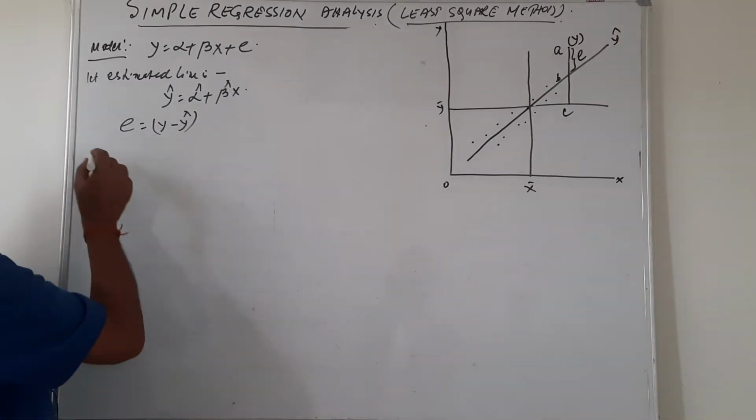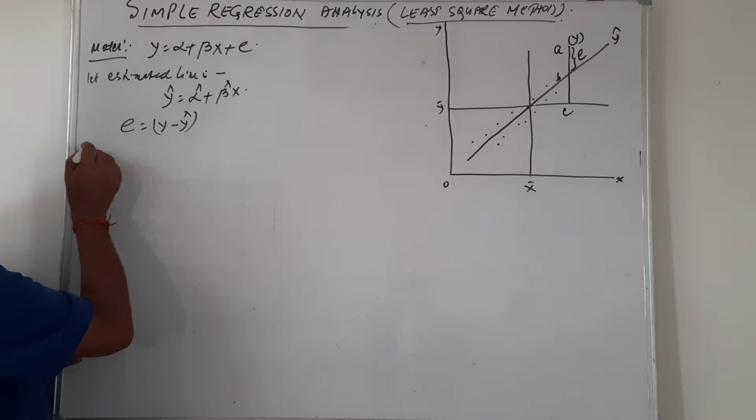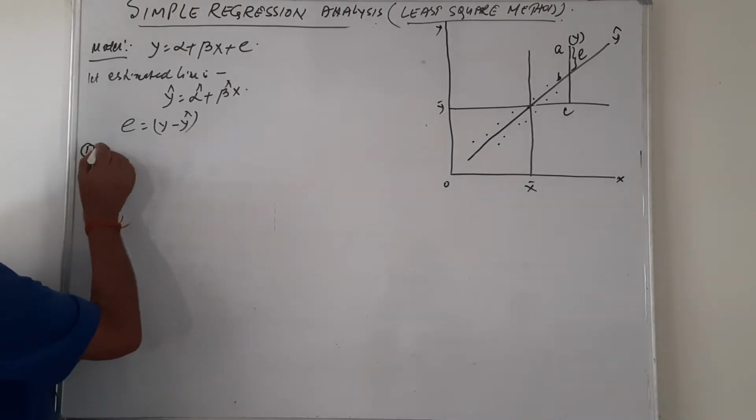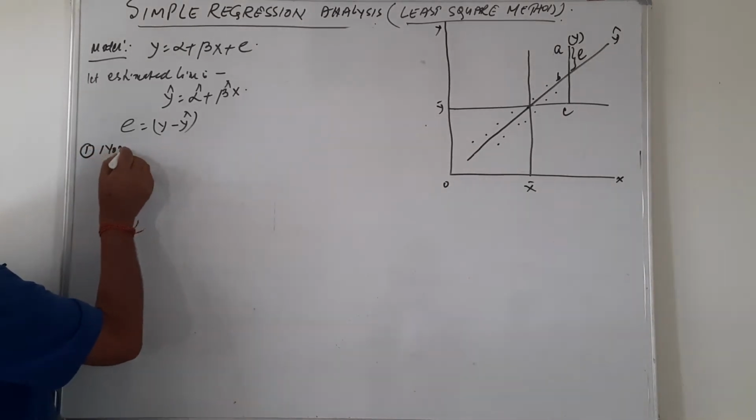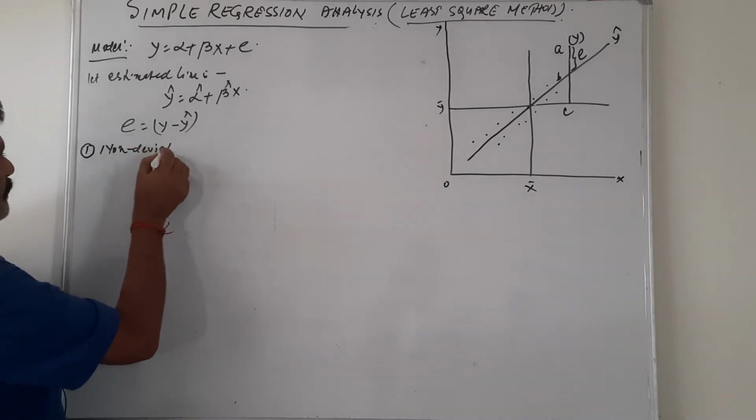Now this formula of the least square would be explained in two versions: non-deviation version, the non-deviation form.